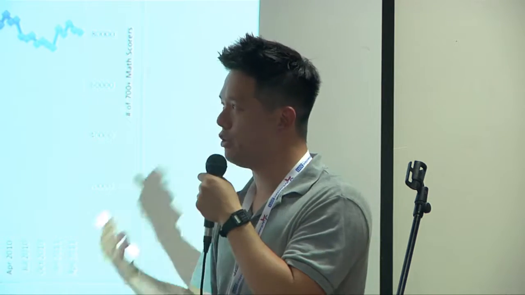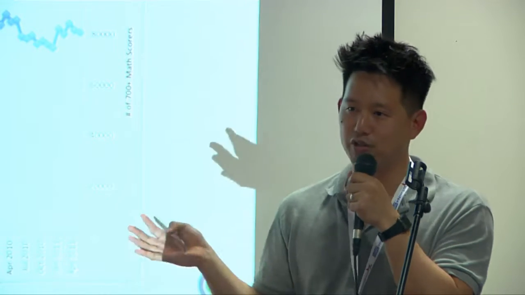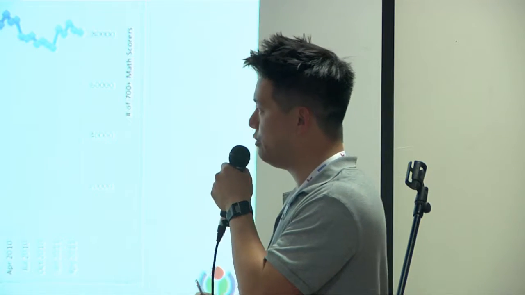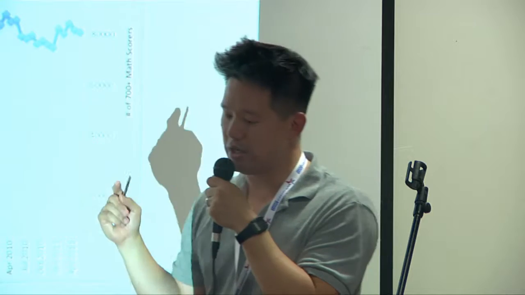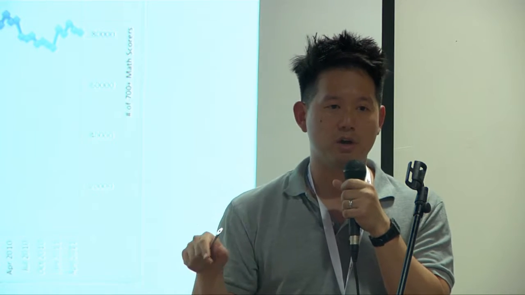I've gone back and forth on how to actually quantify nerdy people, because it's a pretty hard thing to do. I settled on this one measurement. It's imperfect, but again, this is mostly for fun. This red line shows the number of students that have achieved 700 plus on the math portion of their SAT. The SAT is the college entrance exam in the US.